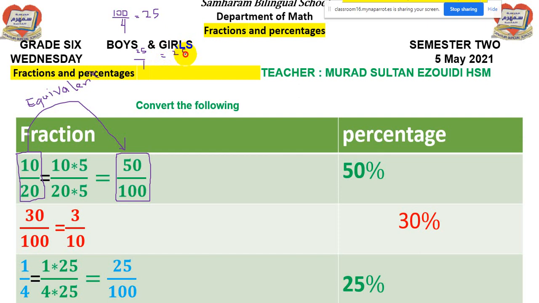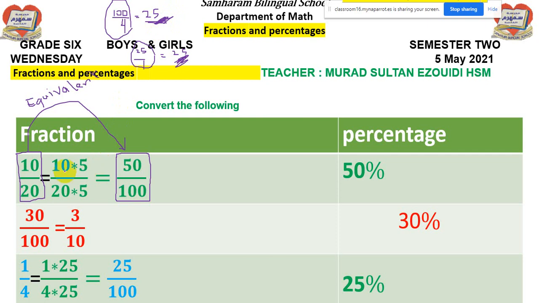That's why you see here, these fractions, 25 divided by 1 and 100 divided by 4, they have the same value. What is the same value? 25, 25. Okay? This is the meaning of having the same value. Clear?